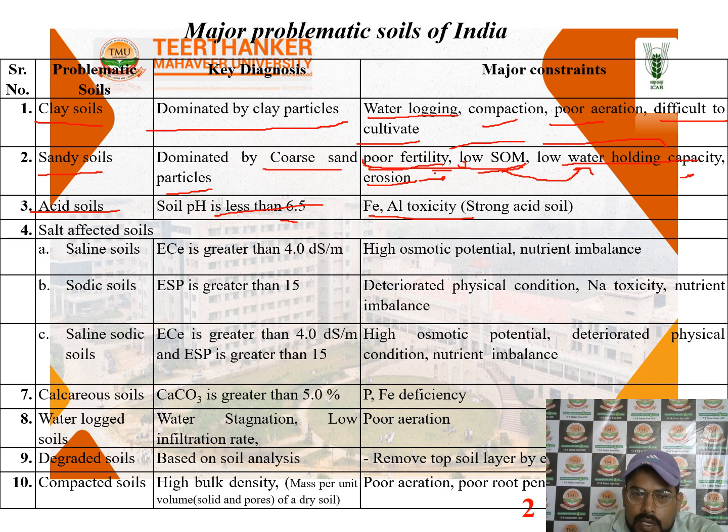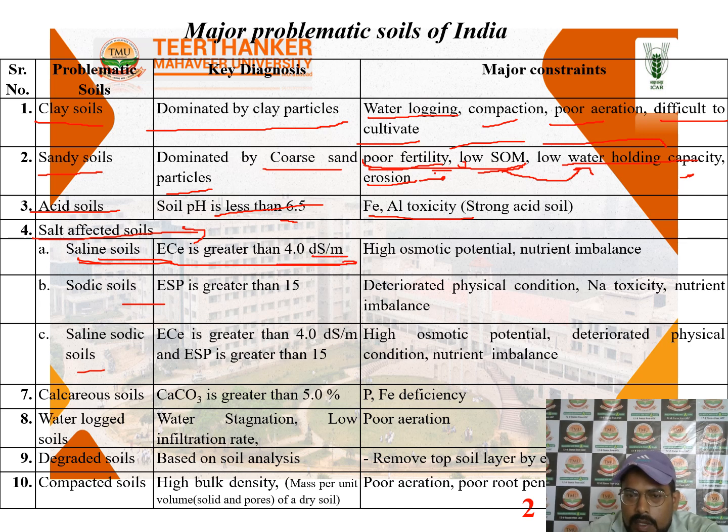Fourth is the salt affected soil, which has increased salt content in the soil. These are categorized into three groups: saline soil, sodic soil, and saline sodic soil. The first is the saline soil. Saline soil is indicated when the soil electrical conductivity is more than 4 deci-Siemens.